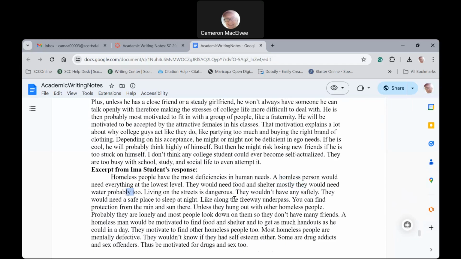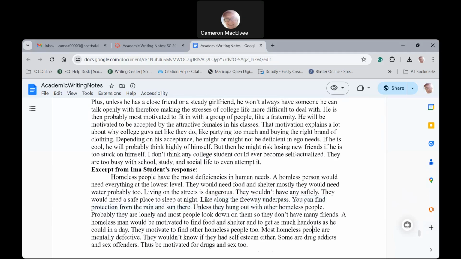Living on the streets is dangerous. They wouldn't, there's a contraction, have any safely. There's another misspelling. They would need a safe place to sleep at night. By the way, this was handwritten and I typed it just as it was handwritten. Like along the freeway underpass. That's a sentence fragment.